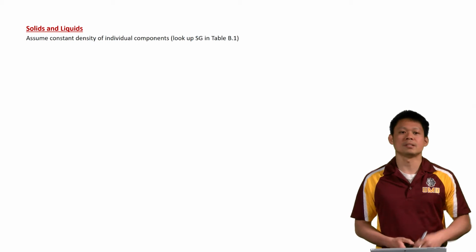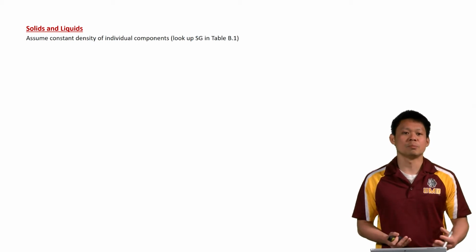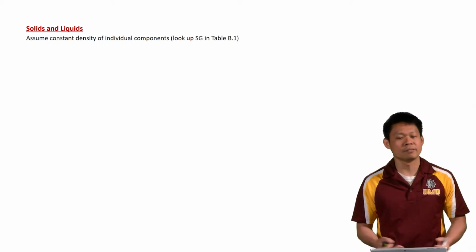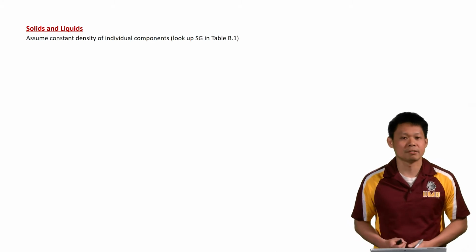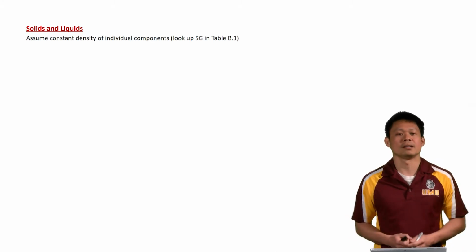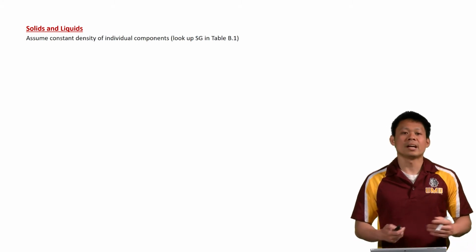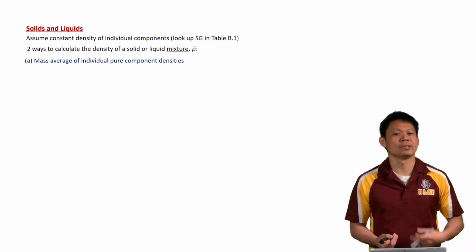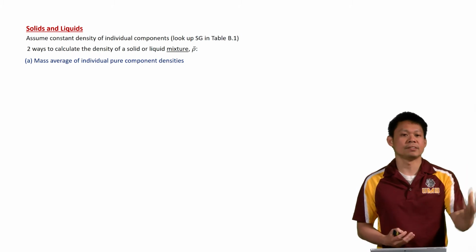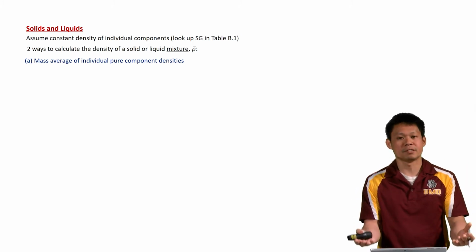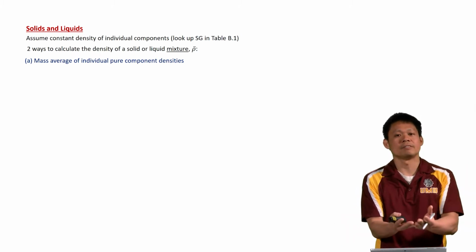For solids and liquids, like I mentioned earlier, we're going to assume constant density of the individual components, look up the specific gravities in Table B1, convert them to actual densities, and we can use that value. What happens if we have a liquid mixture? For example, let's say I'm mixing 50 mL of ethanol with 50 mL of water. What is the density of that mixture?